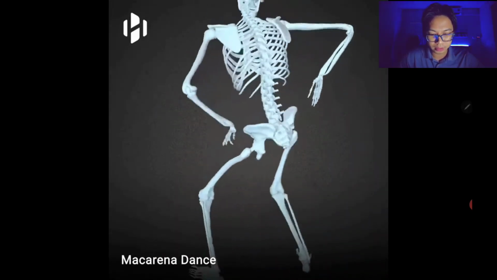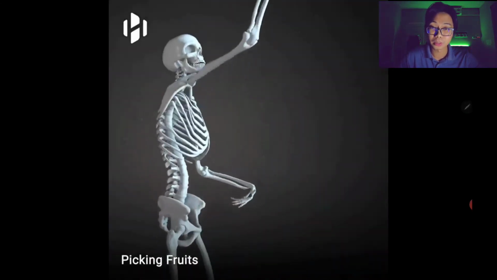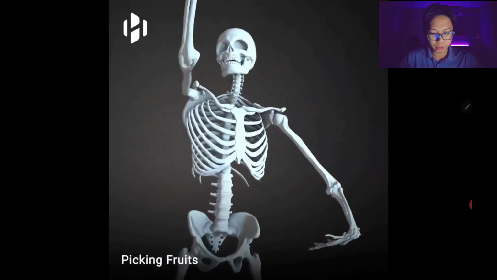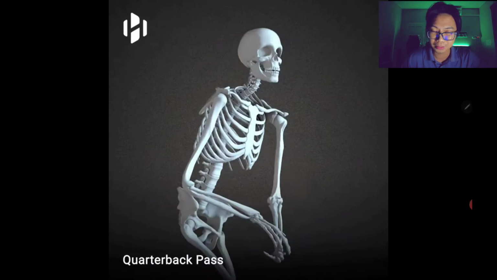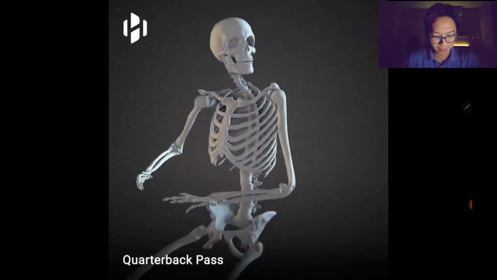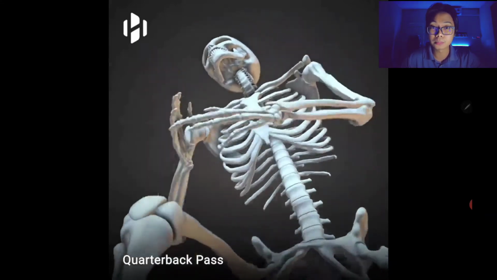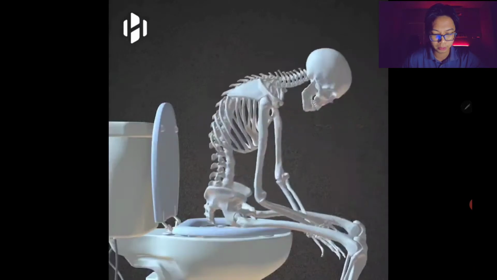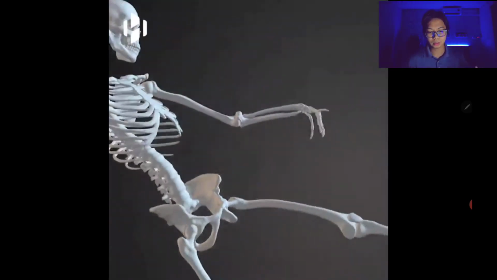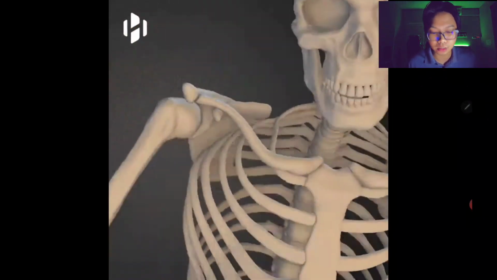Macarena dance. Okay, picking fruits. Kamu petik buah apple, kan? Quarterback pass. So this sort of sport. Okay, rugby. For example, rugby. Look, without skeleton, we will not be able to do all these actions.